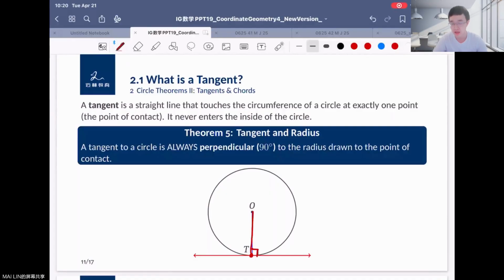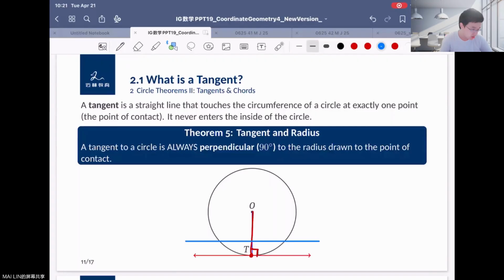So maybe here, if you move the red line this way, you can find it's still a horizontal line, but now it has two intercepts with the circle. So we cannot say that blue line is a tangent of a circle. That is very important.